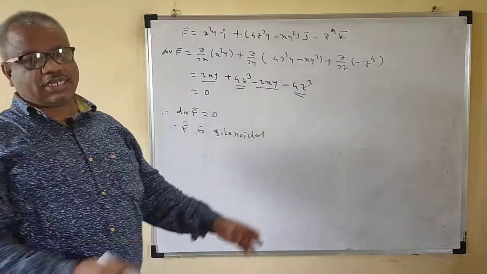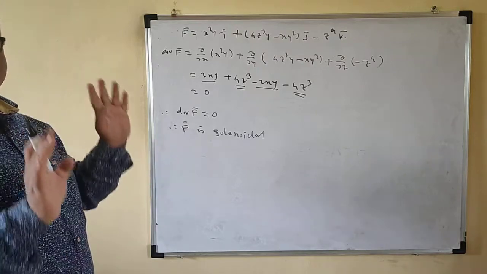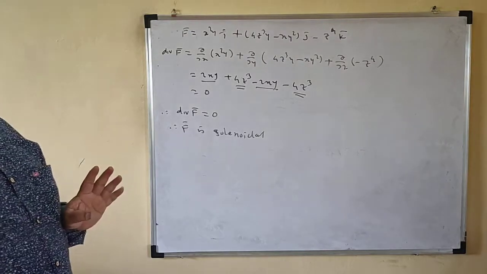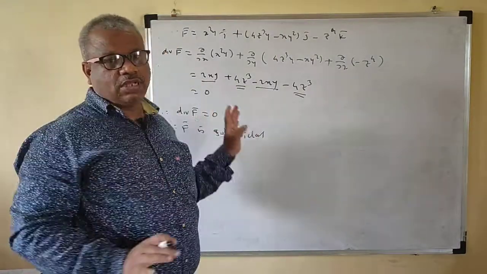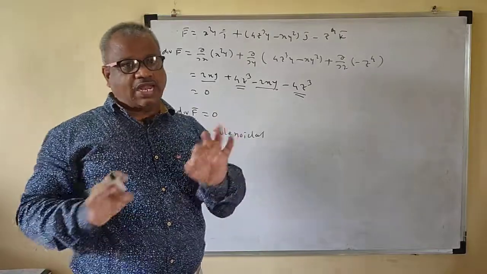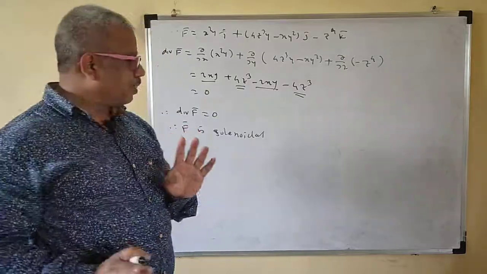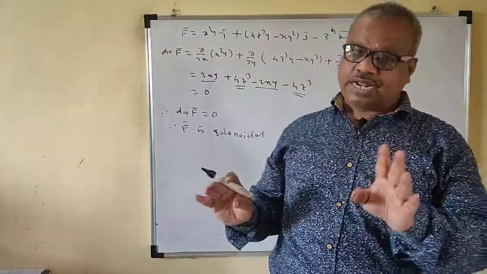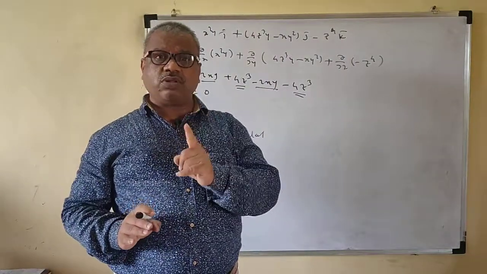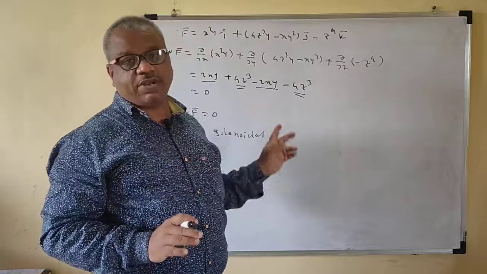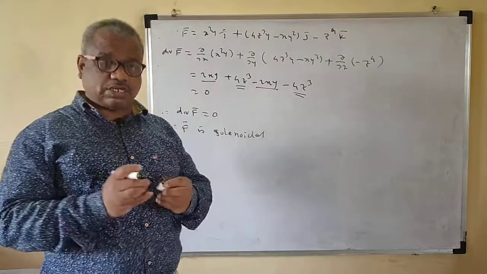I hope that you understand this: how to find the gradient of a scalar point function, how to find the curl of a vector, and how to find the divergence of a vector. These three are very important here. For the curl of a vector, the field is conservative if and only if the curl of f bar is 0, and the field is solenoidal if and only if the divergence is 0. Remember this. Also, we have seen that if the line integral is independent of the path, then that vector field is conservative.